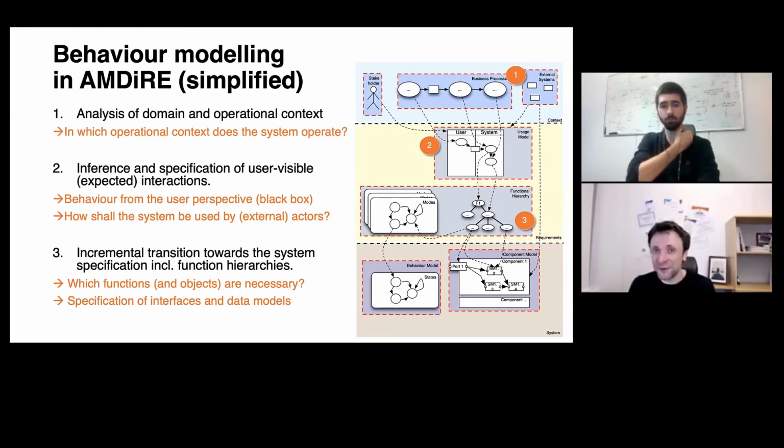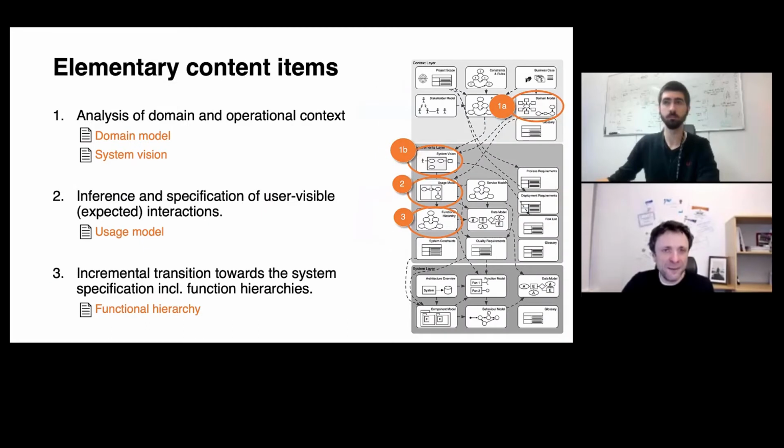Now, let's go through this again, and this time we focus on the content items of AMDIRE. In the first step, when I analyze my domain in the operational context, when I want to understand what the real-life environment of my future software system is, I specify the domain model. The domain model captures my understanding of the operational context of my software system, represented by different views I can take on the domain. One is a workflow view, another one is a more static view on the objects that might be important in the domain. I will show you this in more detail later.